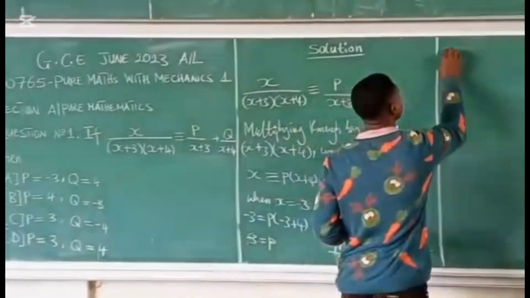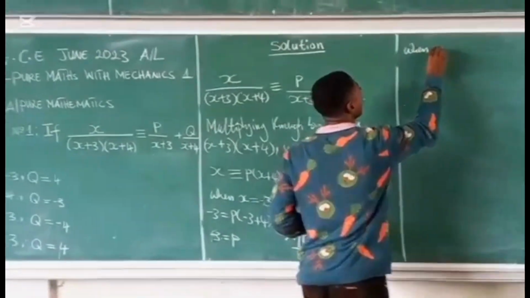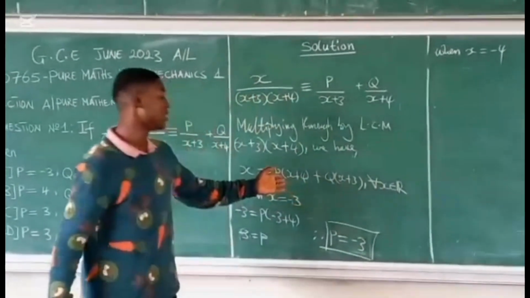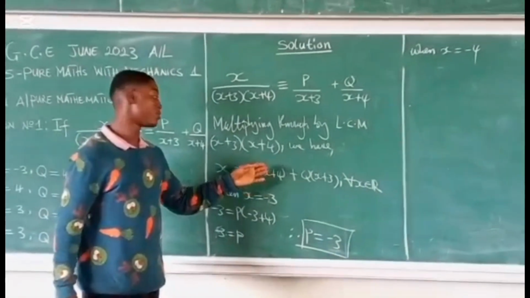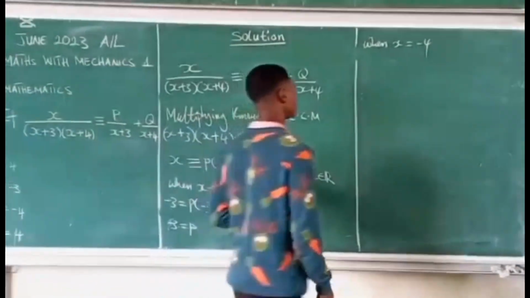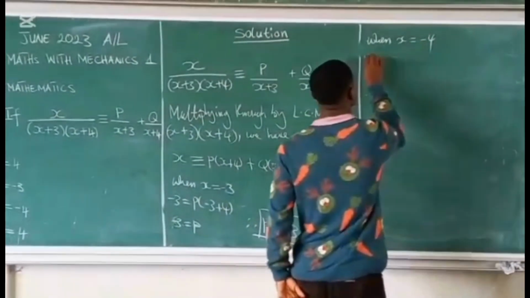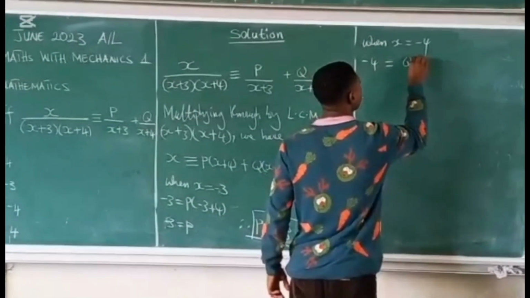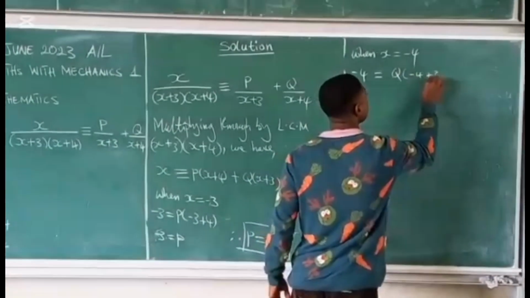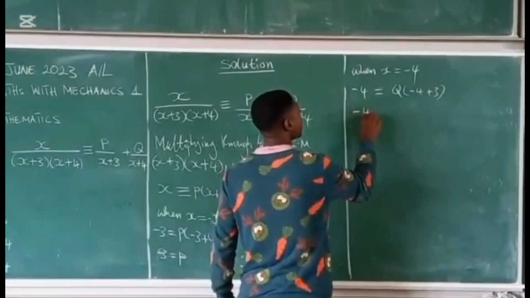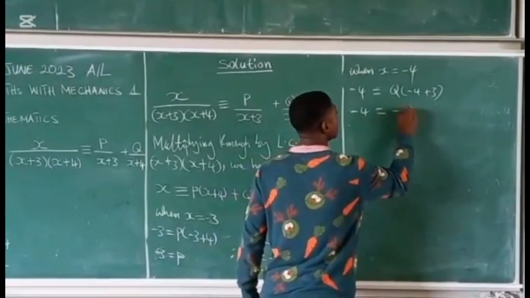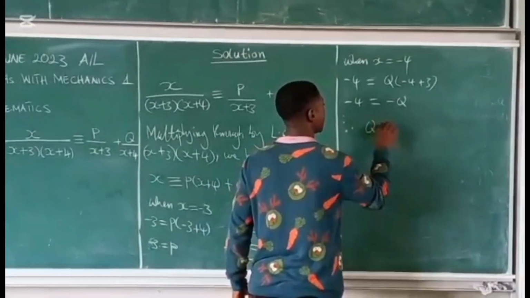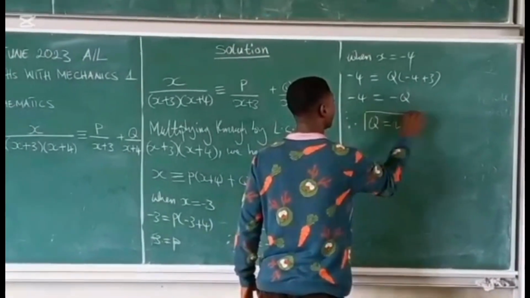Now, when x equals negative 4, we see that p automatically boils down to 0, and we are left with q to solve for. So we have that negative 4 equals q into negative 4 plus 3. So negative 4 equals negative q. And so therefore we have that our q equals 4.